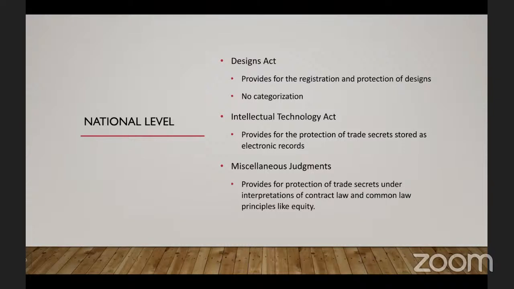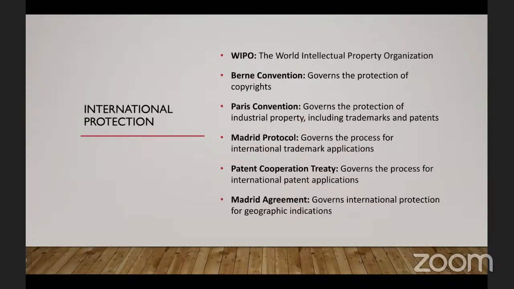So for lawyers, it's a little bit more labor intensive to find the protection, but it's there. It's provided equal protection. Okay, now international protection. And these are treaties that are signed by many countries that provide certain basic standards of recognition of intellectual property from one country to another.